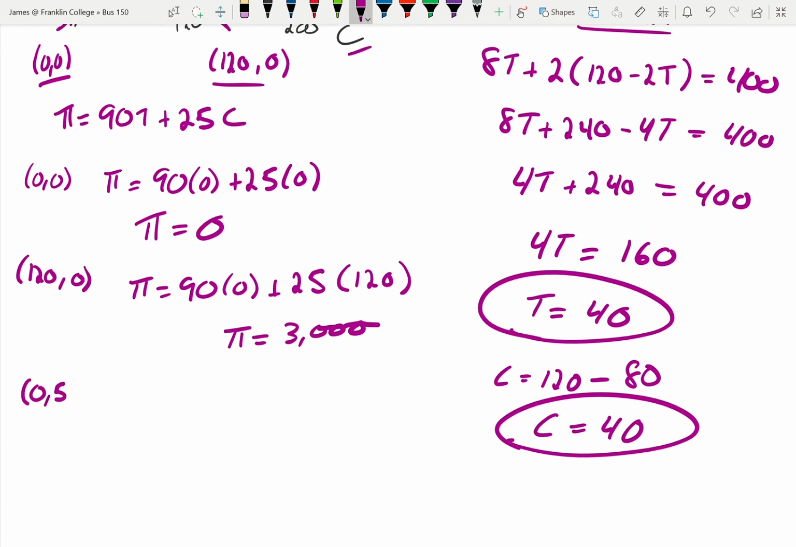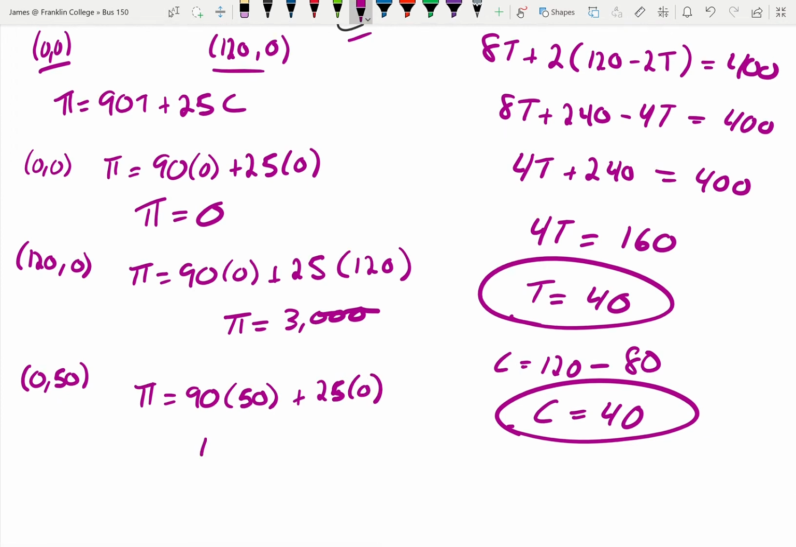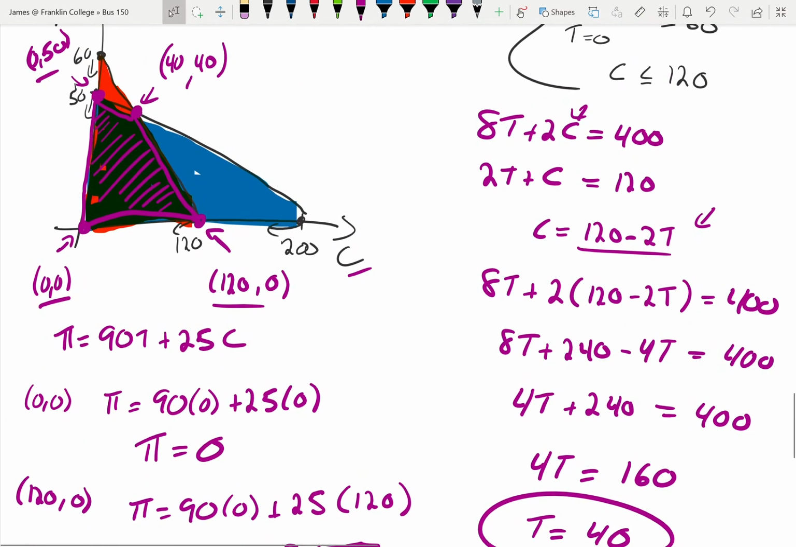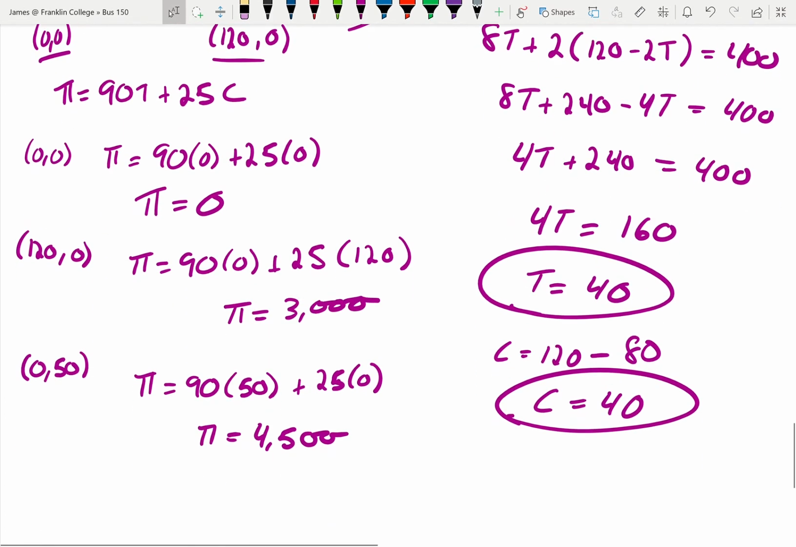All right, let's deal with the point right here, 0, 50. The 0 represents the c and 50 represents the t. So we're going to get profit equals 90 times 50 plus 25 times 0. 90 times 50, we're going to get profit equals 4,500.